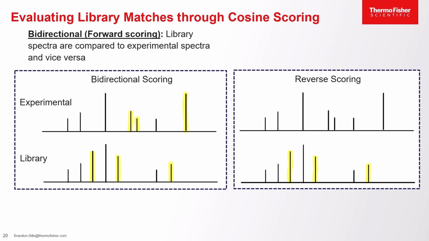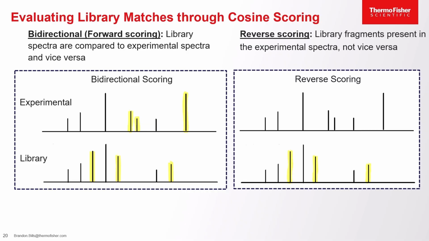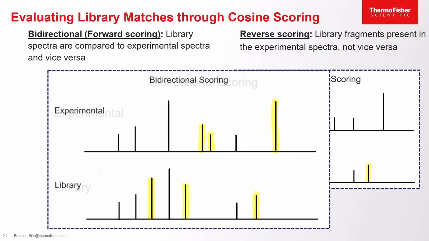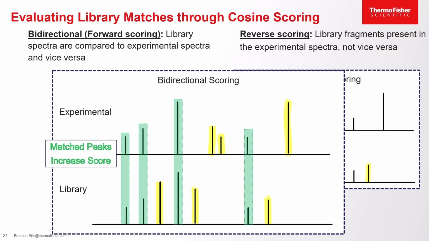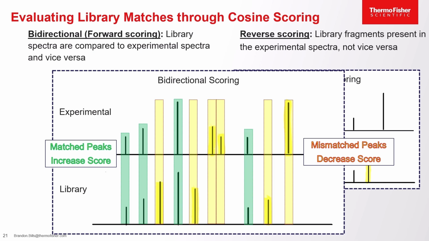Now, what reverse scoring does is only look to see which library fragments are present in the experimental spectra and not vice versa. To put it another way, in bidirectional scoring, we have these peaks highlighted in green. These are increasing your score. They match. You have these peaks in yellow, which are mismatches. Either they're in the experimental but not in the library, or they're in the library and not in the experimental. These cause the score to go down.